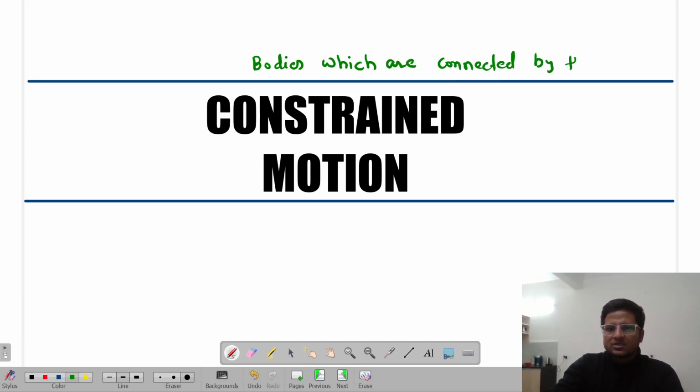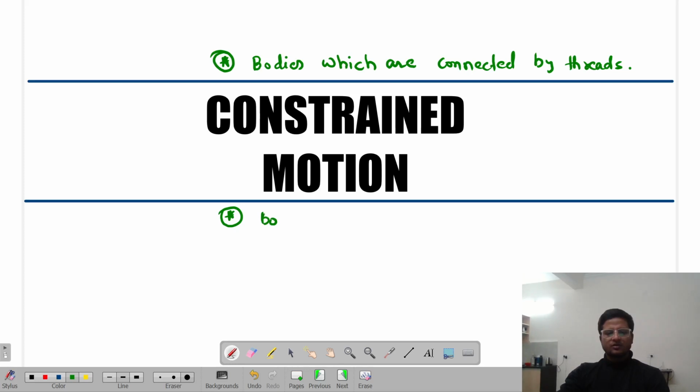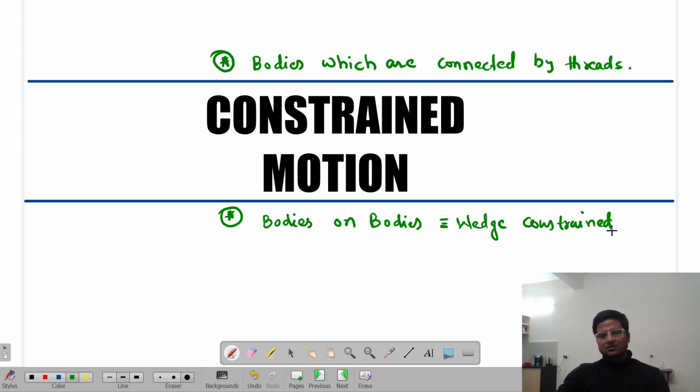So there are two parts of this constraint motion. First thing is bodies which are connected by threads, and second thing is bodies moving on top of each other, like bodies on bodies, you can say. We call this bodies on bodies as wedge constraint, and the threads as string constraint.